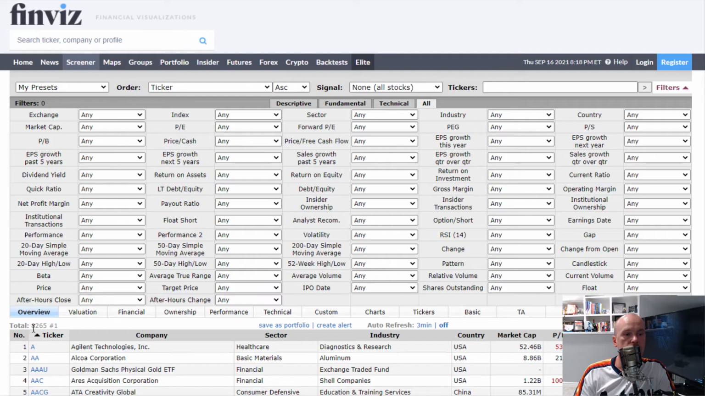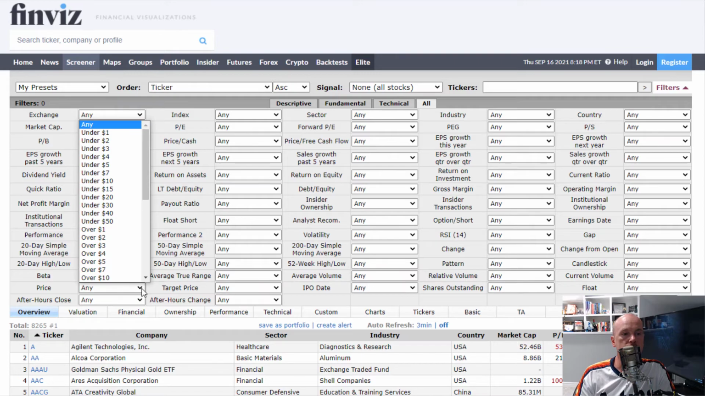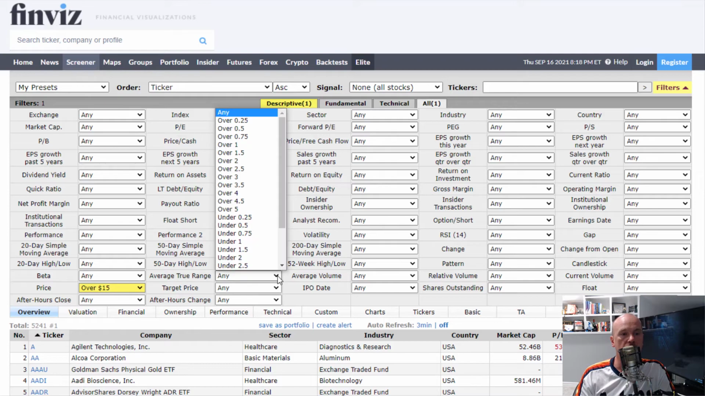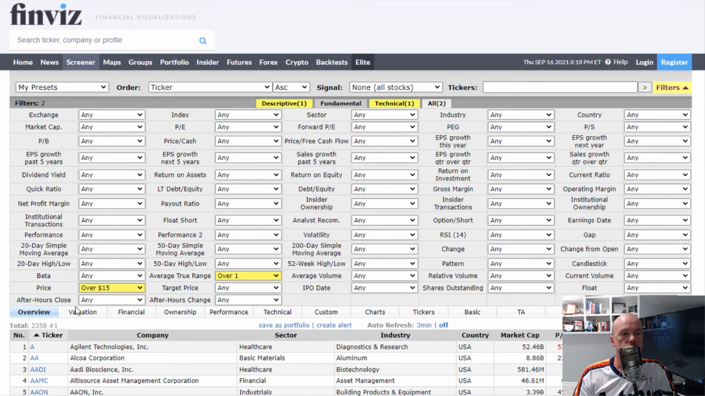Now, you see here that there's 8,265 stocks that it's going to filter. Well, I certainly don't want 8,265, so I want to filter first by price. So I always start with price, and I'm going to do over $15 a share. So that takes me from 8,265 down to 5,241. I then want to sort by average true range. I want an average true range of over 1. So now I'm down to 2,358.